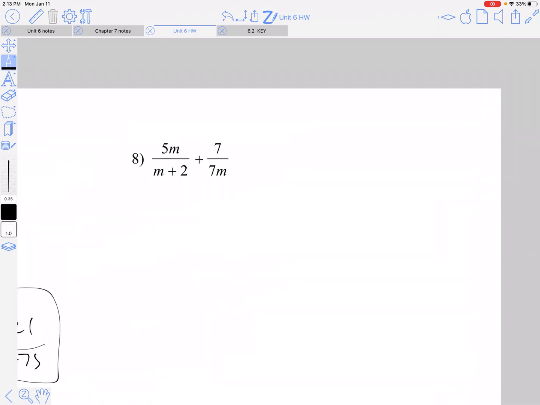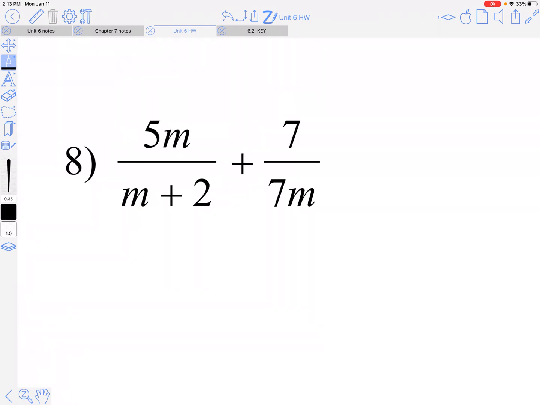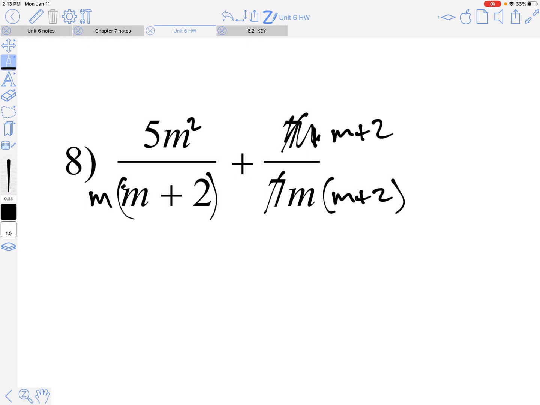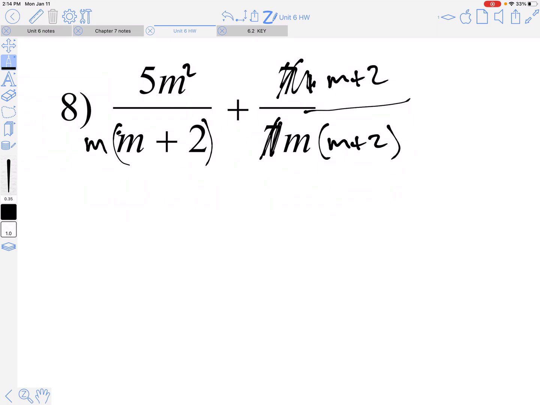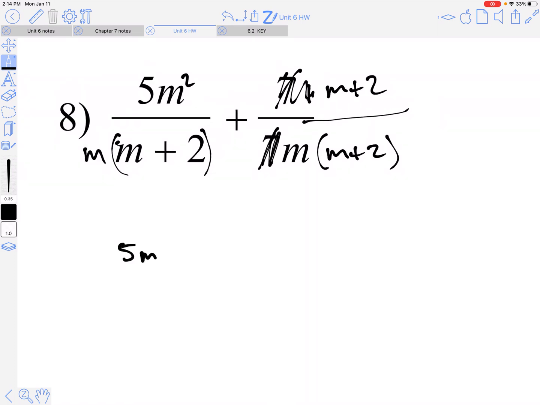All right, 8. Similar idea here is the 7s will cancel out, leaving me a 1 up here. And so I'm going to need an extra m, and then I'm going to need an m plus 2. So that's going to be m squared, and then that will be m plus 2. So I have m plus 2, so don't forget that m hanging out there. Okay. All right, so in the numerator I have 5m squared plus m plus a positive 2, which is just plus 2, over m times m plus 2.